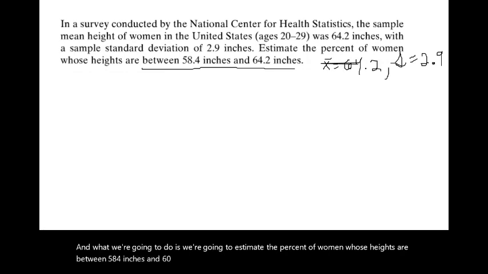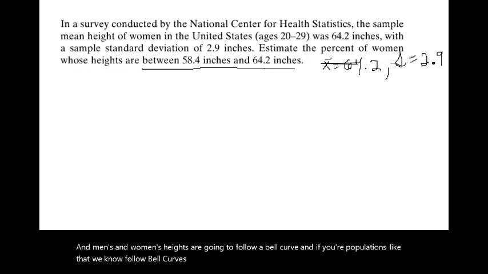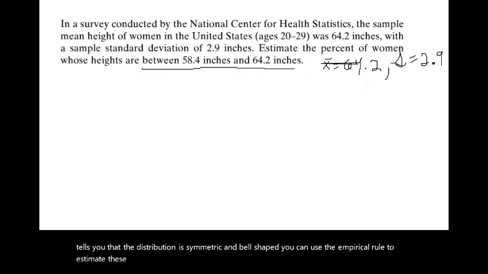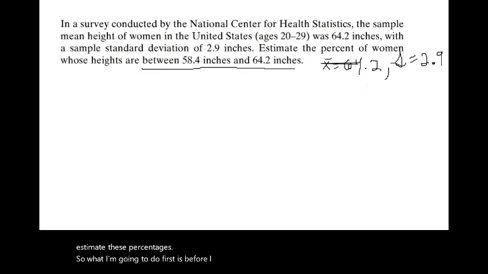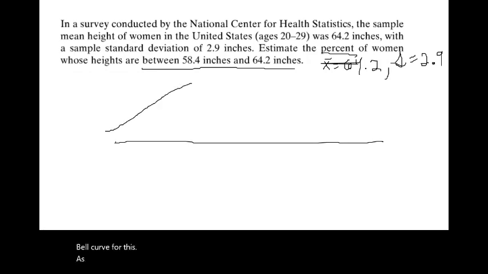Men's and women's heights are going to follow a bell curve. Populations like that we know follow bell curves. In other populations that don't always follow bell curves, if it tells you that the distribution is symmetric and bell-shaped, you can use the empirical rule to estimate these percentages. So before I get into any of the percentages, I'm going to draw the bell curve for this as best as I can with this terrible stylus.